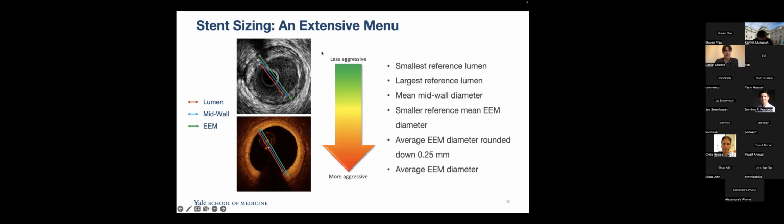So for stent sizing, there is an extensive menu, many options, but basically what we need to know is we can measure lumen, we can measure the external elastic membrane in green, and we also have an option to go halfway between the lumen and the EEM, which is called the mid-wall. So sometimes you have a high plaque burden, you can't be as aggressive by the EEM, but you also don't want to be too small going with the lumen. Then you have a mid-range option here, which is the mid-wall measurement, and we practice that on an everyday basis in the cath lab.